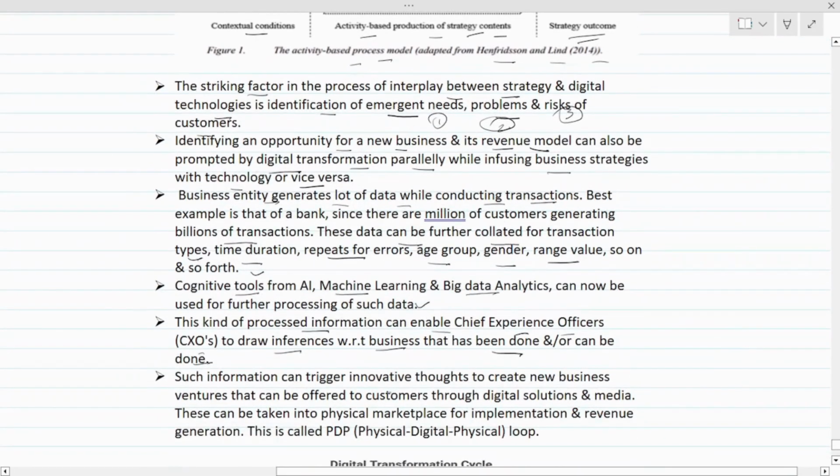Such information can trigger innovative thoughts to create new business ventures that can be offered to customers through digital solutions and media. So what this can do is give you that spark of creating an innovative thought to create new business ventures that can be offered to customers. How? Through digital solutions and media. These can be taken into the physical marketplace for implementation and revenue generation. This is called PDP, that is physical digital physical loop, right? So this is what it talks about.